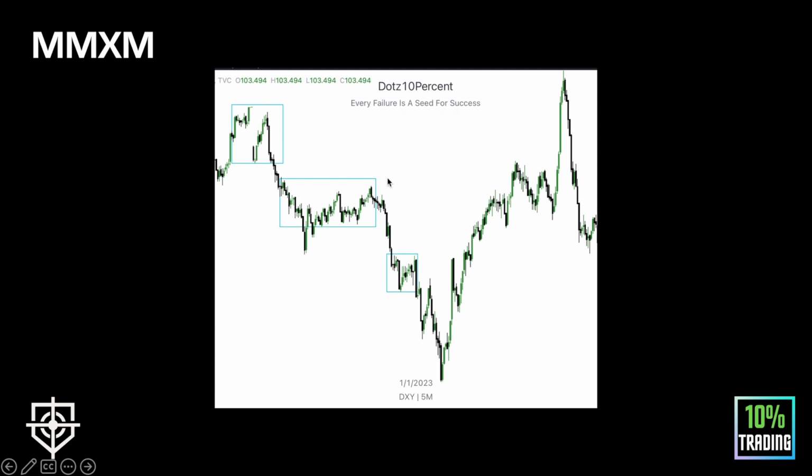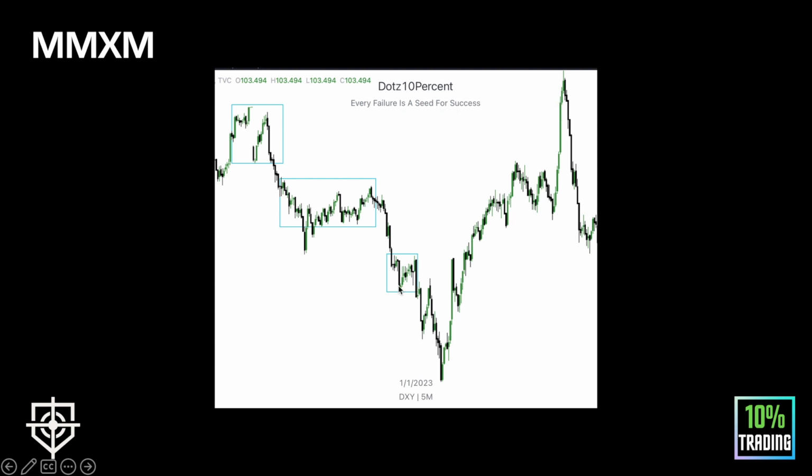Now this is how I want you to look at it. On this side of the market maker buy model, smart money are putting in their buy positions. This is where they're putting their buy positions in. And then on this side is where they'll be taking profit. They'll be adding to their positions and they'll be taking profit.